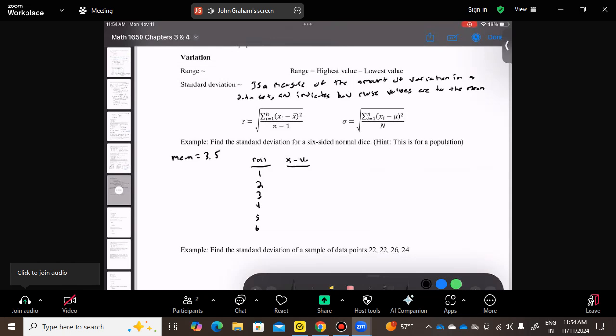So the difference between 1 and 3.5 is 2.5, then 1.5, then 0.5. 4 and 3.5 is a difference of 0.5, and then a difference of 1.5 and 2.5. Notice I didn't use any negative signs because you can think of it as the absolute value. And then we're going to square this.